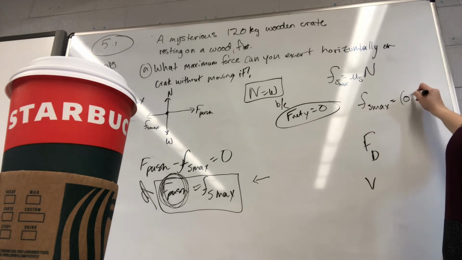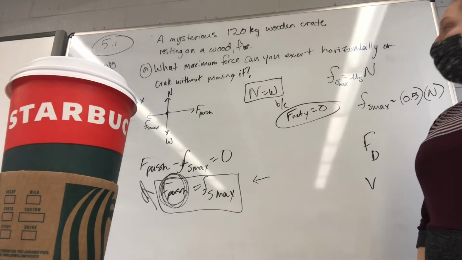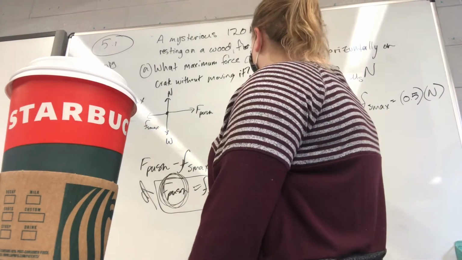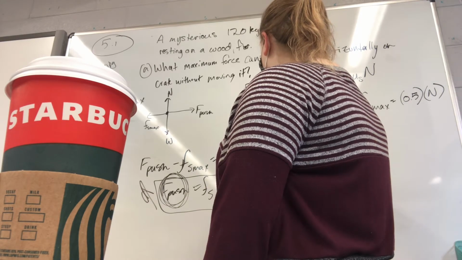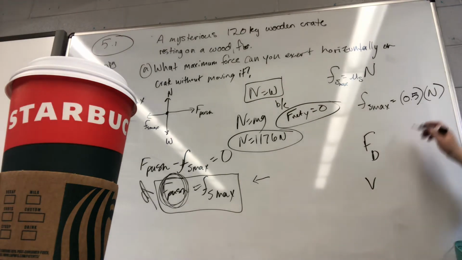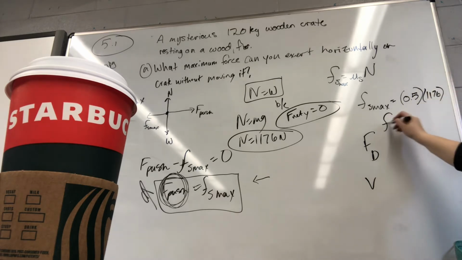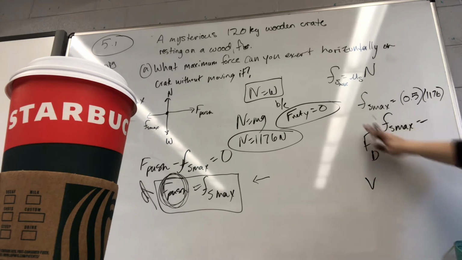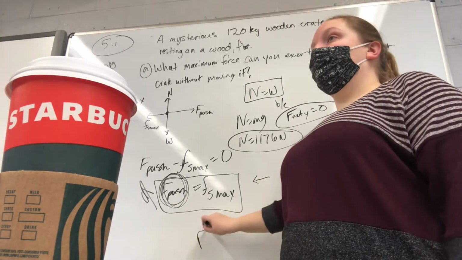But we need N. How do we get N? Find the weight. I got 1,176. Olivia with the calculator. So then this. And then we get Fs max equals what? 588. Cool. Okay, so then our F push just has to equal 588.